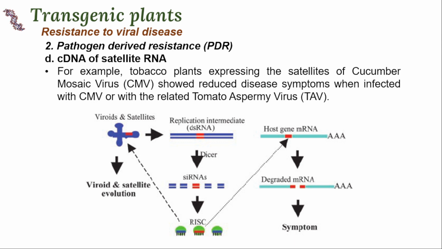The fourth method is called cDNA of satellite RNA. You can observe that in some viruses, satellite RNA is expressed. So what we will do is complementarily produce the RNA for this satellite RNA. Whenever this satellite RNA is expressed, it will produce antisense RNA complementary to it. This is called cDNA, so that it will be neutralized by nucleases. Like that, we can target the satellite RNA for degradation and reduce the infection of the virus pathogens.